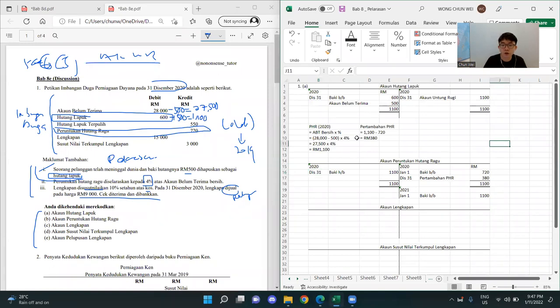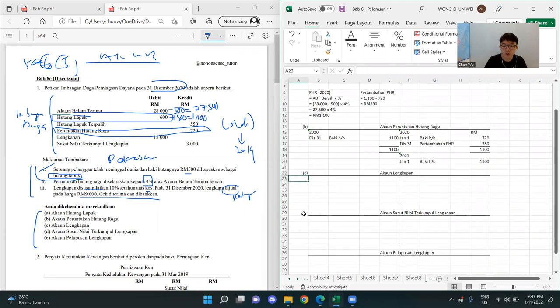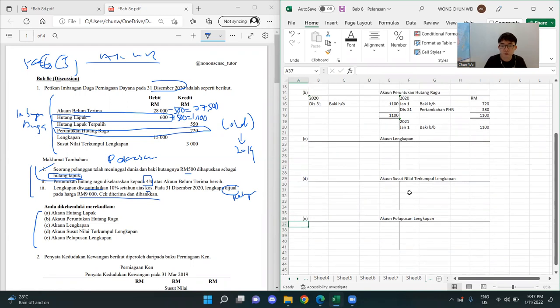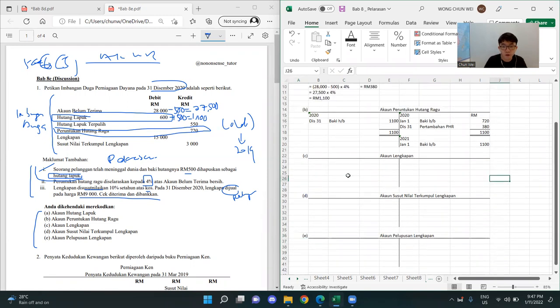So this is how you record for your account PHR. Okay, then next, account lengkapan. This account lengkapan very simple, isn't it? So we just record all the baki into it first. Right, so account lengkapan 15,000. So the baki for account, and as you can see, they already given you the debit and credit side.